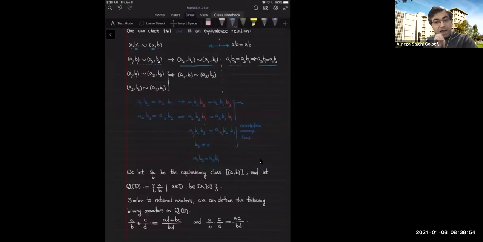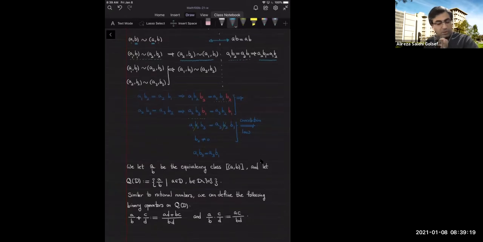And there is where actually we are using the fact that D is an integral domain. So far, I have not used the fact that D is an integral domain, and these computations were true for any commutative ring. But here is where I'm going to use the fact that I have cancellation law in D. Okay, let's go through the proof.